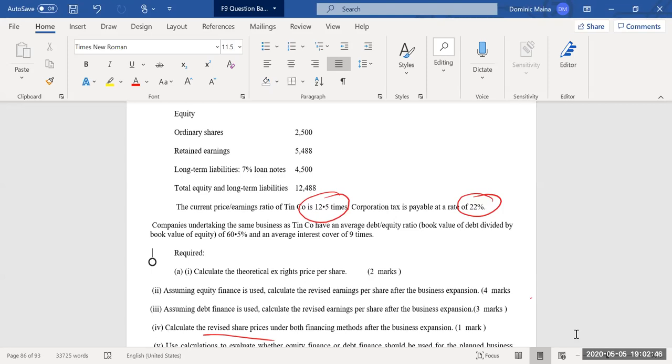So let me get someone else to take us through on that bit. Pavitar.